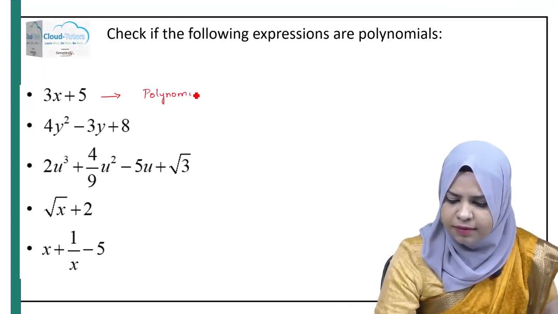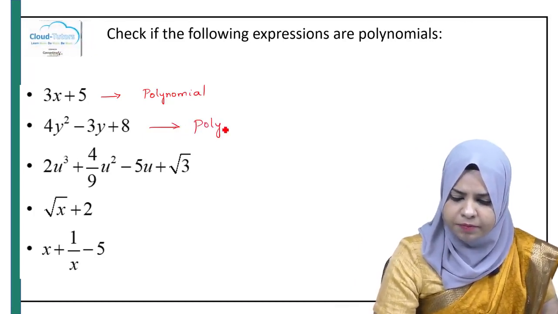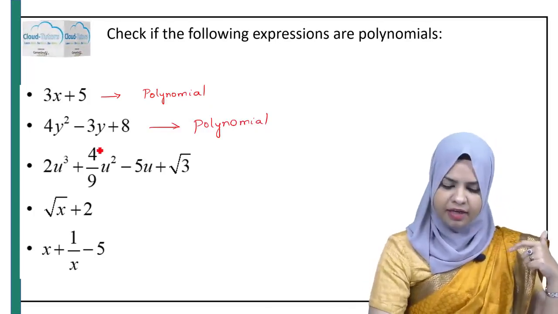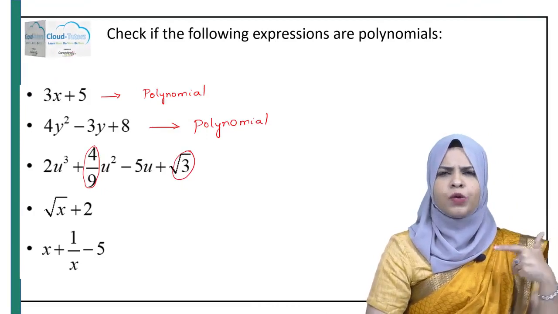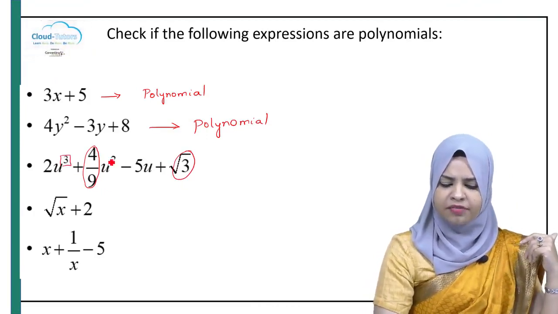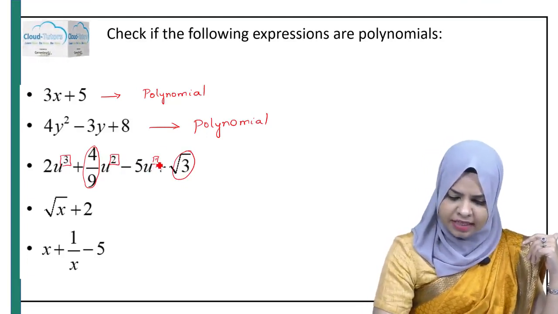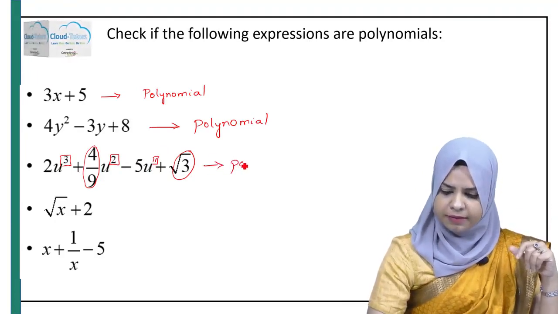And the next one, definitely again, this is a polynomial. And the next expression, see here, you have a rational number here and an irrational number here. Do you think it's not a polynomial? But that is not our concern. We have to observe the degree of the variables. When there is nothing, it means it is 1. Okay, it is a polynomial.